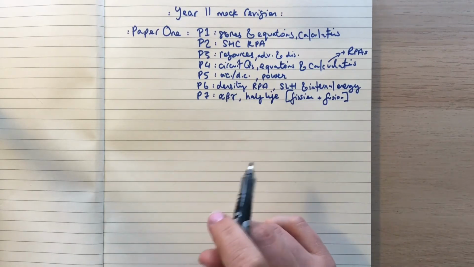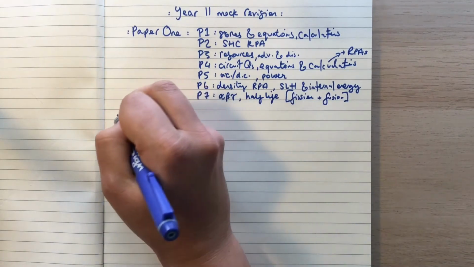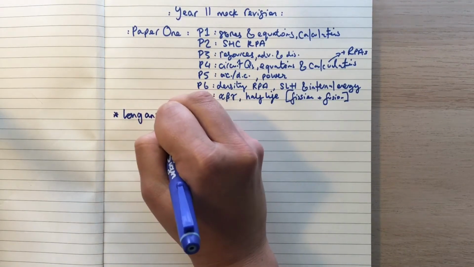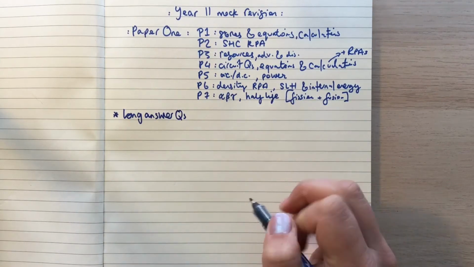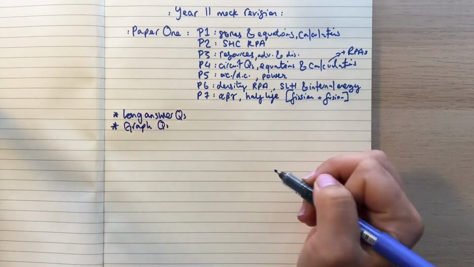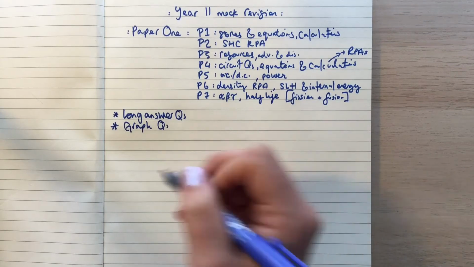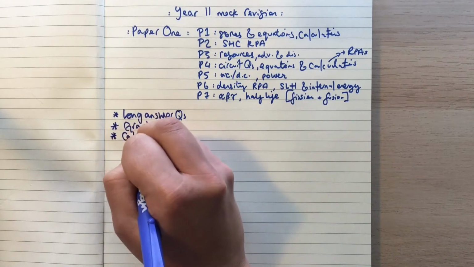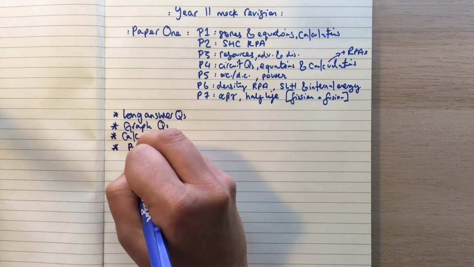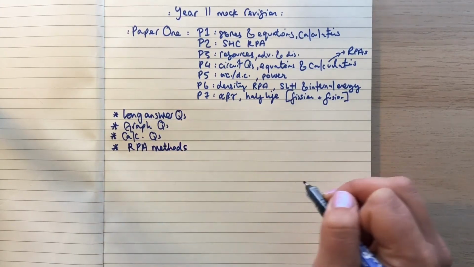Then I try and get people to think about what type of questions or what type of revision we need to do. So they need to revise long answer questions. These are the quality of written communication ones, usually 6 marks. Graph questions, so being able to interpret a graph, read data from a graph, and make a conclusion from a graph. Calculation questions are important as well. And then being able to give a method for an RPA.